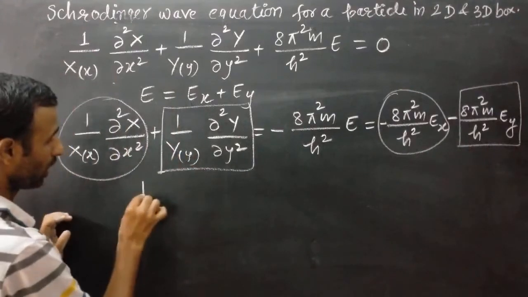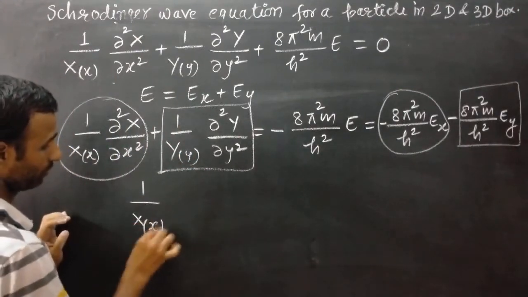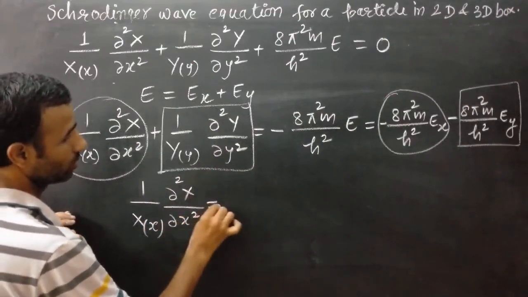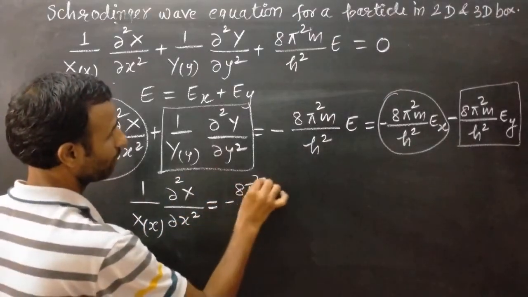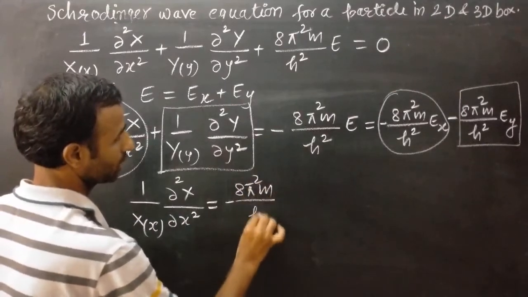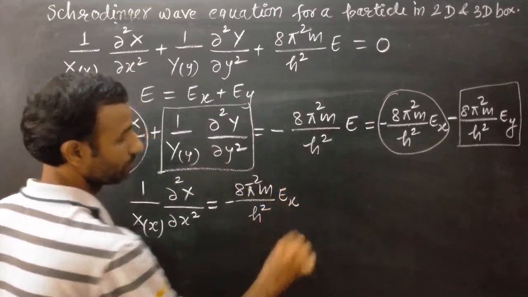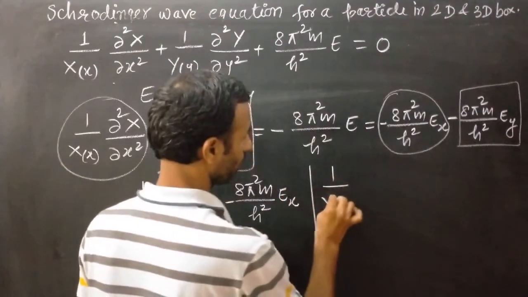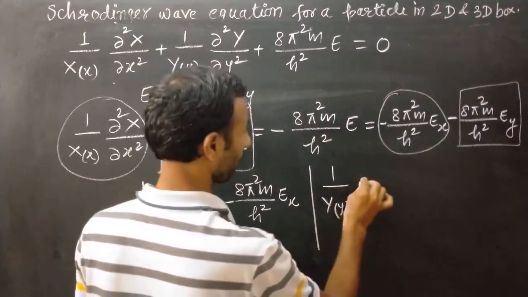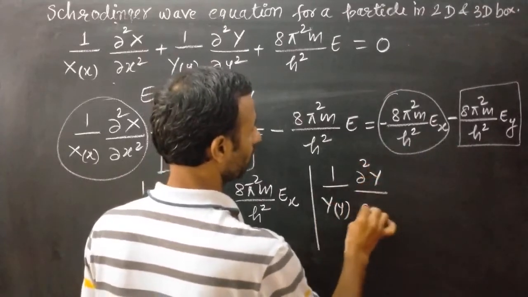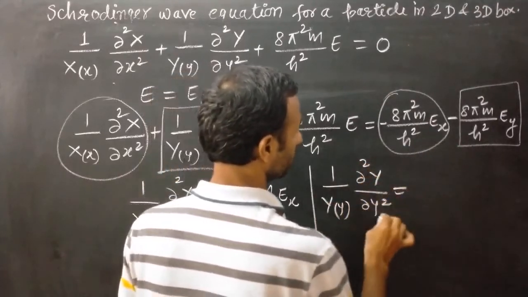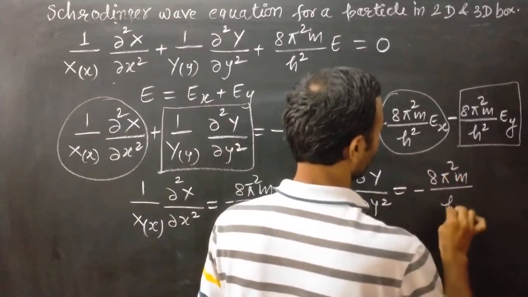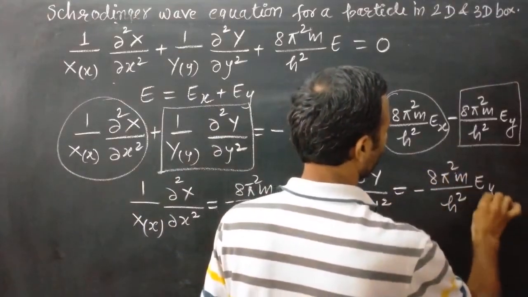So (1/X) ∂²X/∂x² is equal to −8π²m E_x/h², right? And the second part is (1/Y) ∂²Y/∂y² is equal to −8π²m E_y/h².